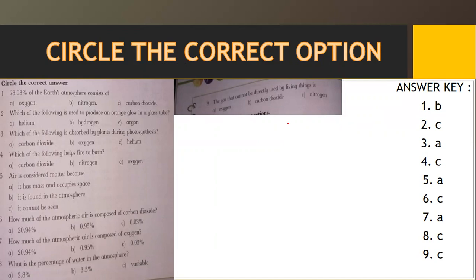Which of the following helps fire to burn? Carbon dioxide, nitrogen, oxygen. The correct option is oxygen. Number 5. Air is considered matter because it has mass and occupies space. It is found in the atmosphere. It cannot be seen. Correct option is it has mass and occupies space.